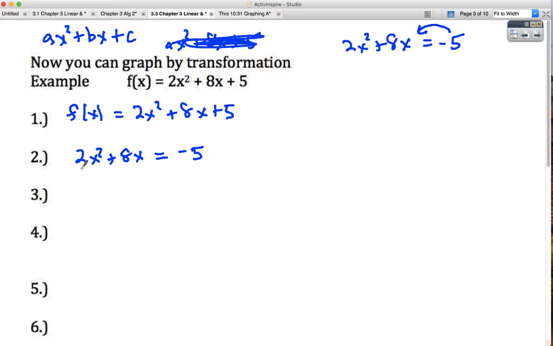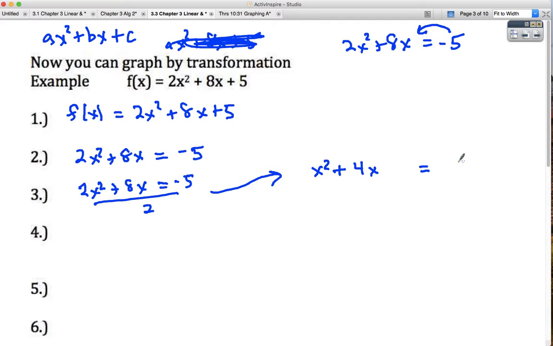Now what we want to do is get this a value to be 1. I want to get rid of it. So what I have to do is divide everything by that a value. This is going to now be 2x squared plus 8x equals negative 5, all divided by 2, which will yield x squared plus 4x equals negative 5 over 2.